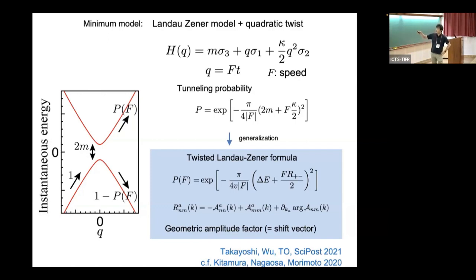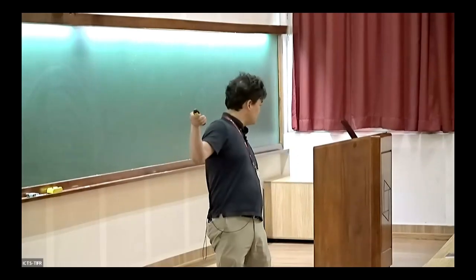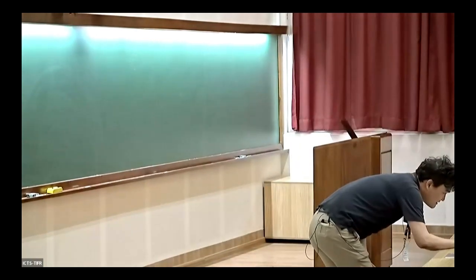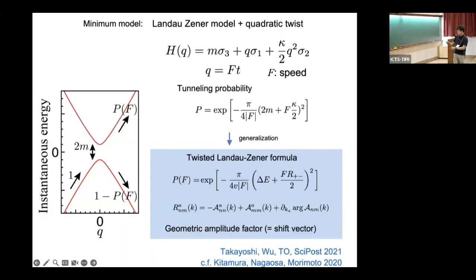But then it turns out that you can actually calculate the tunneling probability for this model. And it turns out that there's a modification to the Landau-Zener formula. You can see this part, F times kappa over 2. This is the modification. If I didn't have this, it's just the usual Landau-Zener formula. Now I have this F times kappa term.